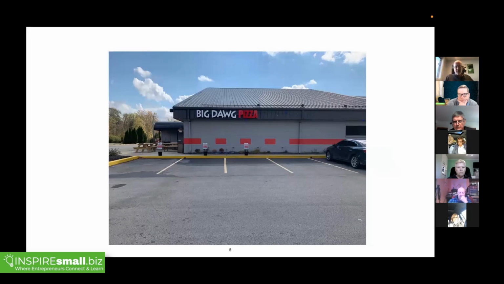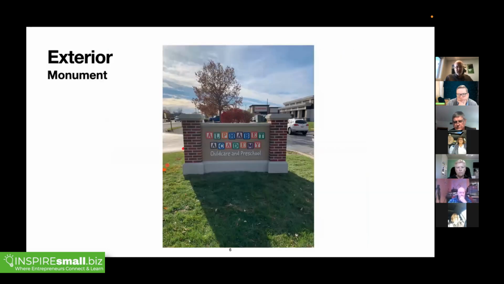Here's another illuminated sign, Big Dog Pizza. This is in Noblesville. It also illuminates at night. Not all channel letter signs need to illuminate. We have done a couple where they don't want them illuminated because it costs a little bit more and you have to hook it up to electricity.